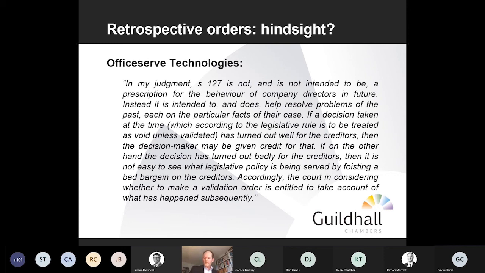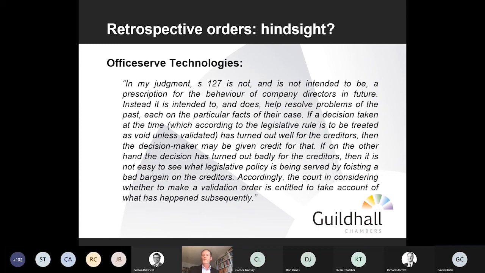So this is the settlement agreement case that Simon's already touched upon. But in that case, His Honour Judge Matthews here in Bristol made it clear that he could see no reason why it wasn't appropriate for retrospective validation cases to take into account all of the relevant events that had occurred. So in short, hindsight could be provided because, as a matter of policy, if a party was entering into a transaction without getting a validation order in advance, then that party took the risk for that transaction.